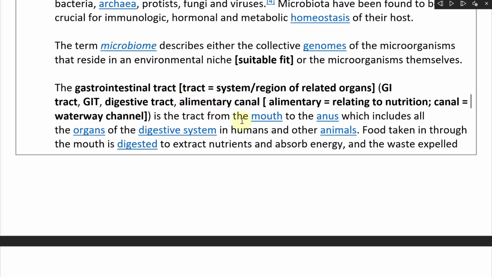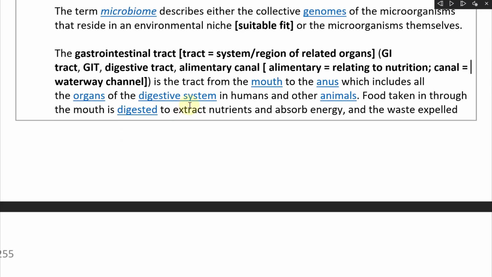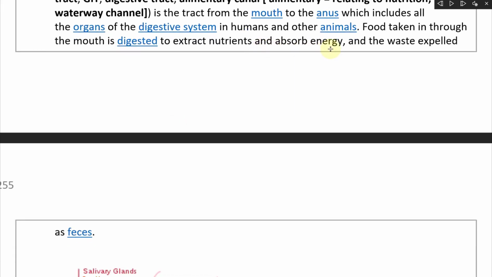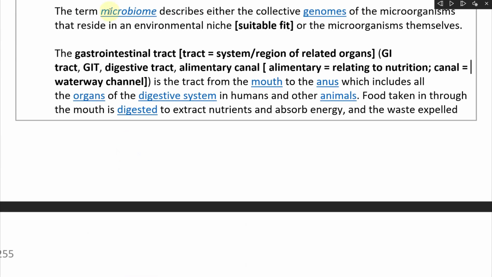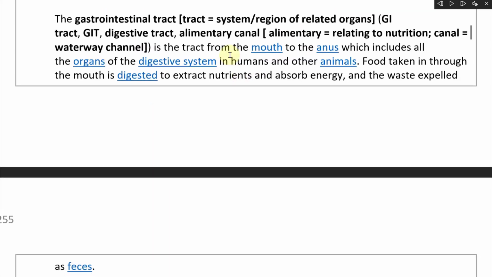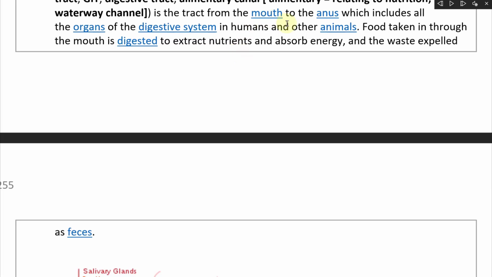It is the tract from the mouth to the anus, which includes all the organs of the digestive system in humans and other animals. Food taken in through the mouth is digested to extract nutrients and absorb energy, and the waste is expelled as feces. Basically, you have this whole tract, a system or region of related organs, that takes the food that you bring into the mouth, and then the waste goes through the anus.